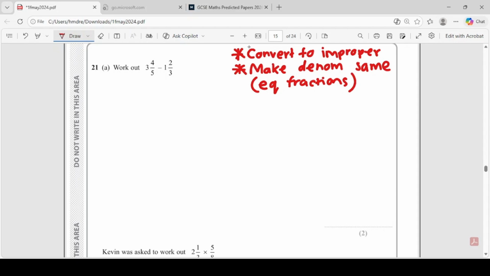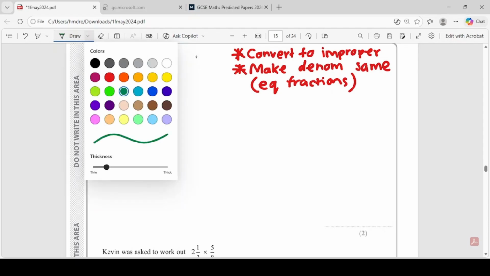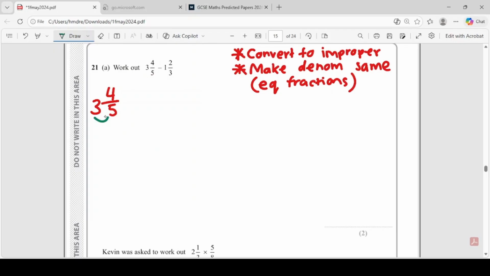Okay, so first of all, let's just change these into improper fractions. So 3 and 4/5. How you change it to an improper fraction is you're going to go the big number times the bottom number. 3 times 5 is 15. Add the top number. 15 add 4 is 19. And the base always stays the same. So we're going to have 5 at the bottom there.